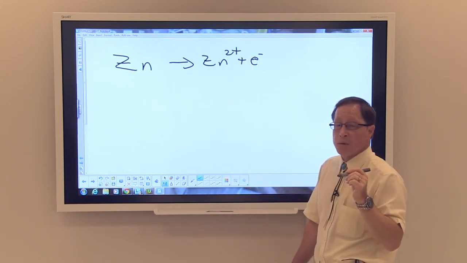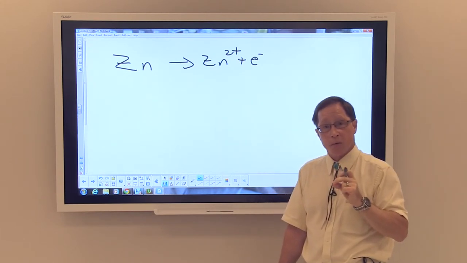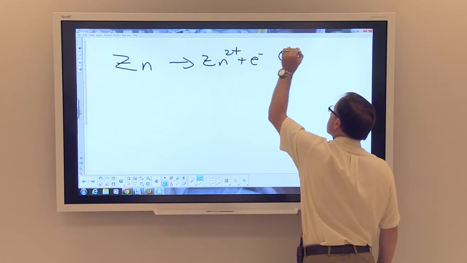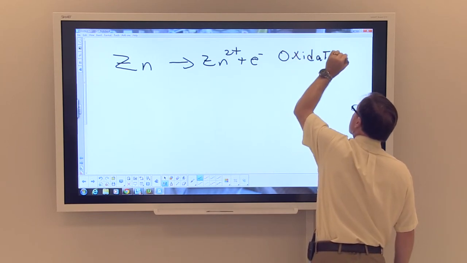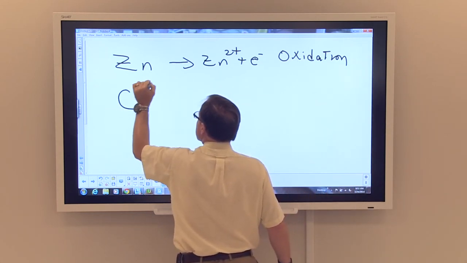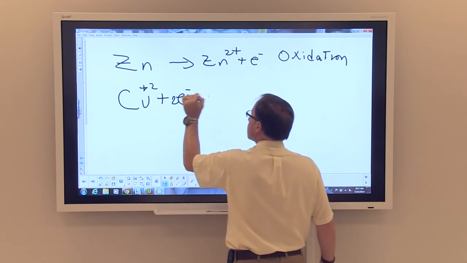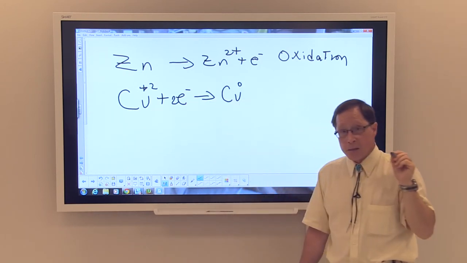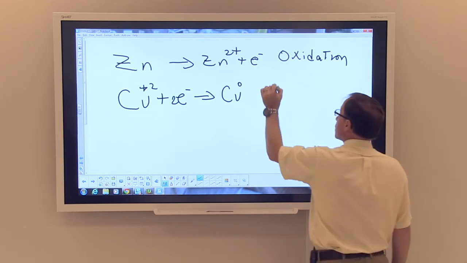zinc giving zinc plus two electrons. This zinc is losing two electrons. So that would be loss of electrons. This is oxidation. Copper plus two and two electrons gives copper zero. In this instance, the copper plus two is gaining electrons. This is reduction.